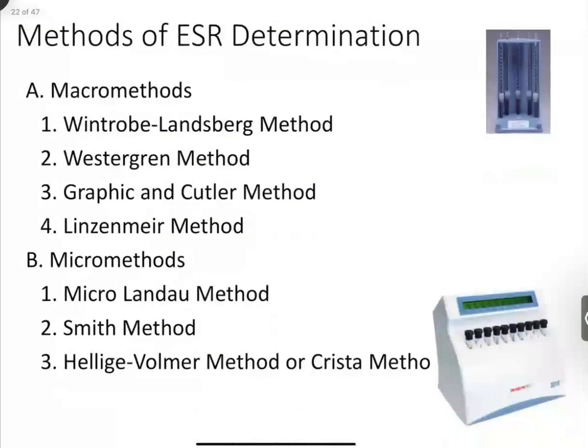So we have methods in determining ESR. We have macro methods using the Wintrobe Landsberg method, Westergren method, Graphic and Cutler method, and Lenzerman method. Then you have micro methods: the Michaelan-Do method, Smith method, Halage-Vollmer method, or Krista method.